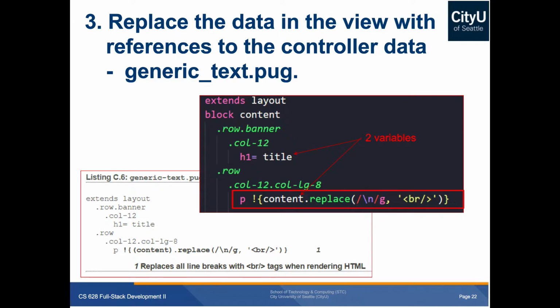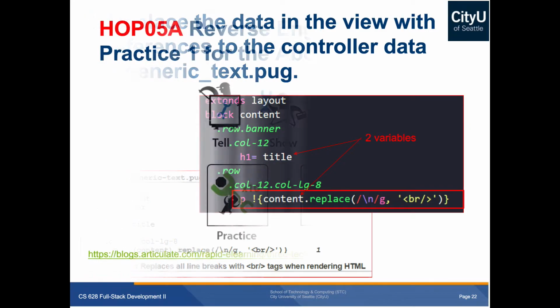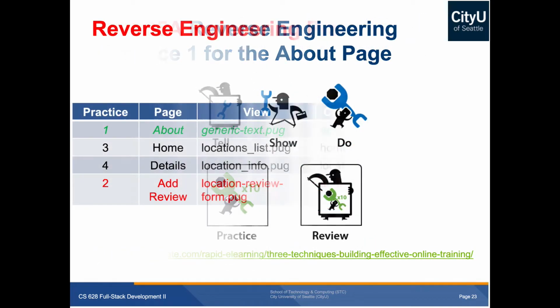Replacing the data view to reference, we are now using two variables, the title and the content. Make sure to replace all line breaks with BR tags. As you can see, this replace method includes two parameters. One is a regex, denoted by the two slashes, that searches for the \n globally with the g flag, and replaces it with a BR tag. Then do the corresponding changes.